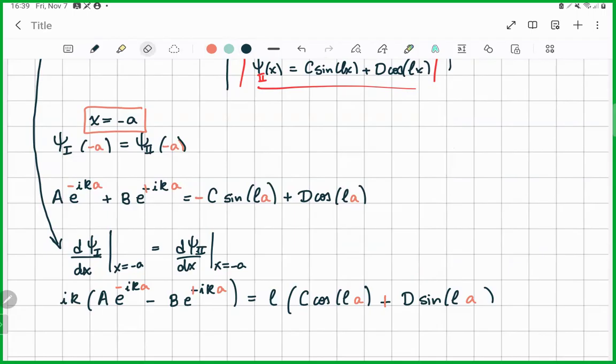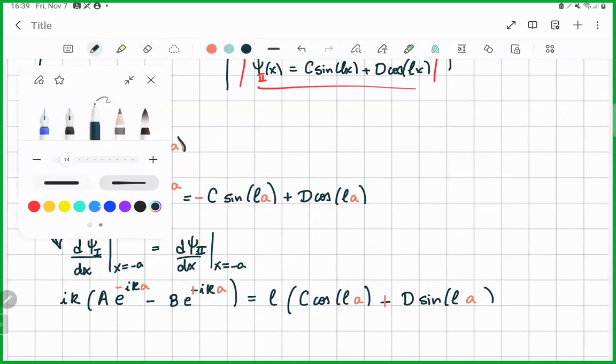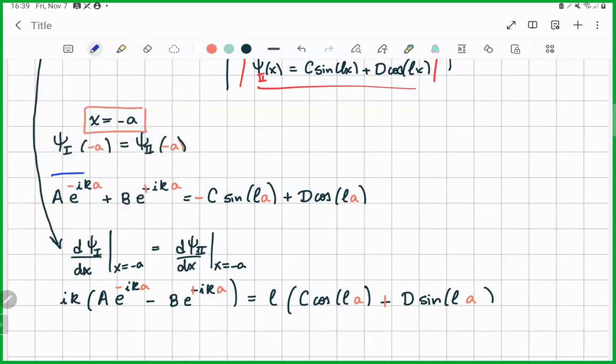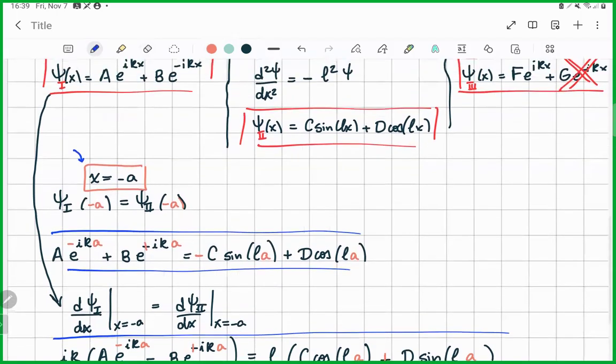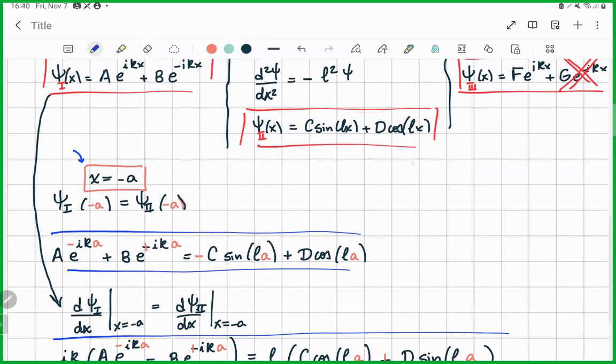So we now have these two equations that we obtain from the point minus A. Now we have to do the same exercise, playing with the position plus A.